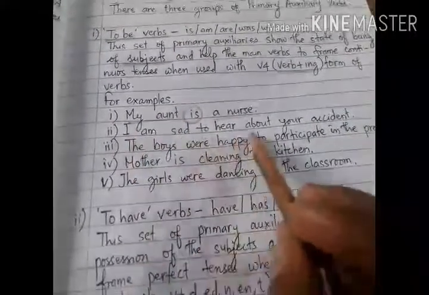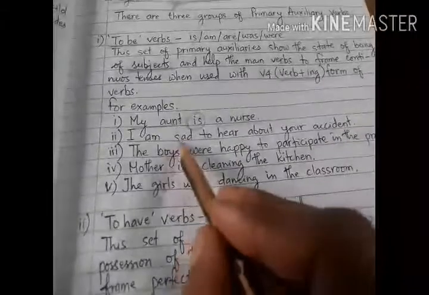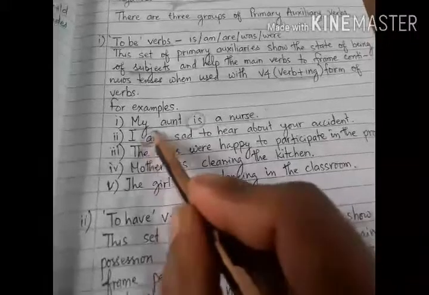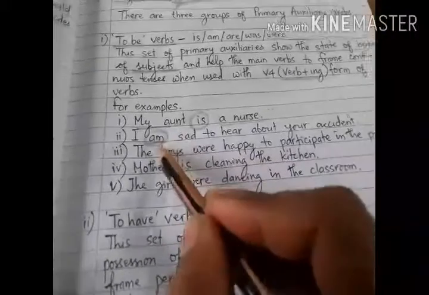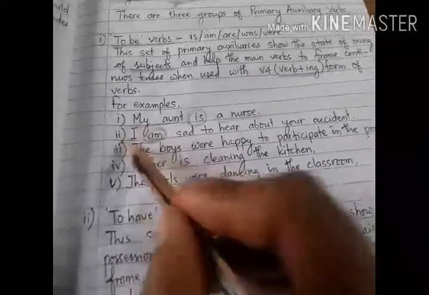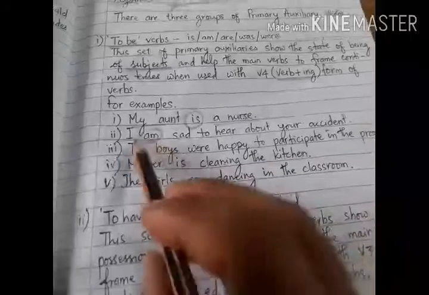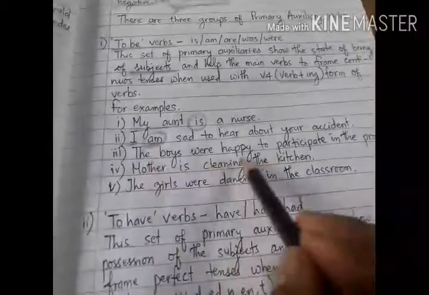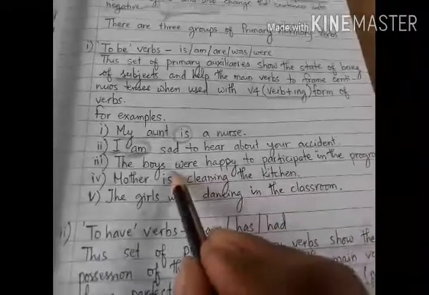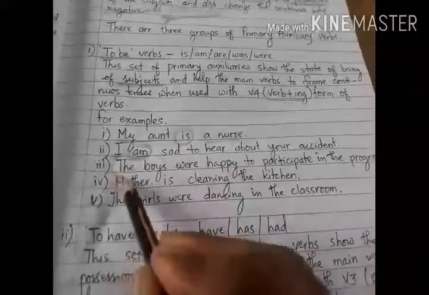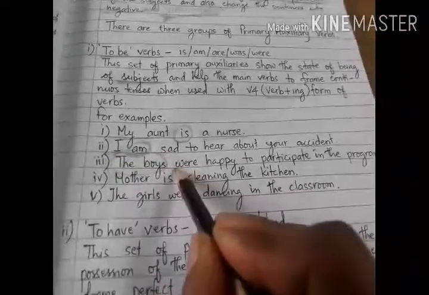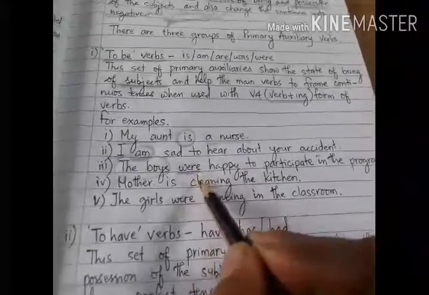I am sad to hear about your accident. So I am sad. So here am is the helping verb, this to be verb. So here it is being used to show the state of being of the subject I. Understood? I am sad. Who is sad? I. Understood? The boys were happy to participate in the program. So here how the subject was is expressed with the use of the group of to be verb were. Understood?